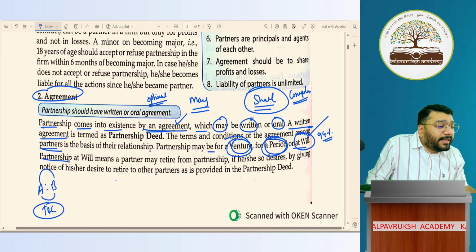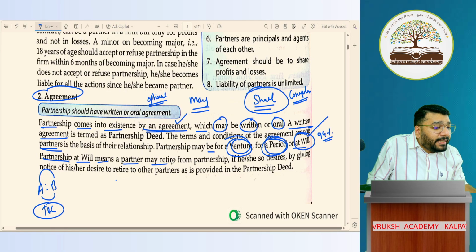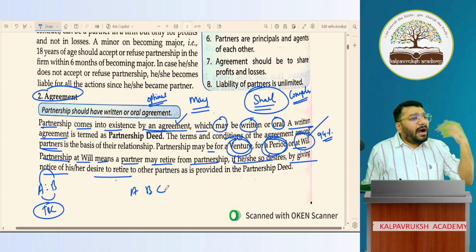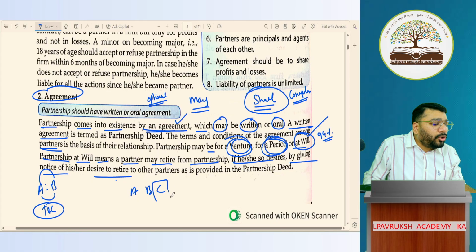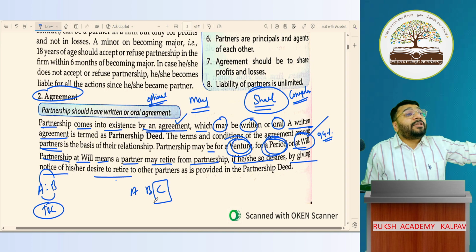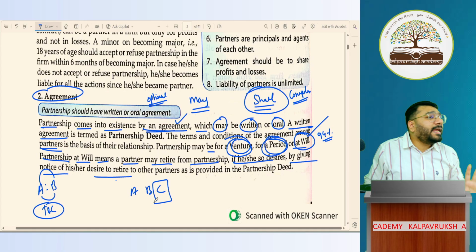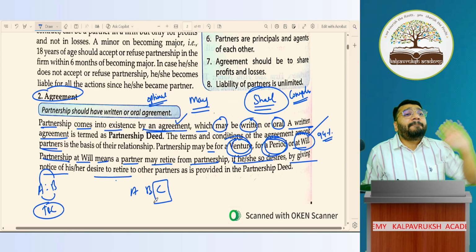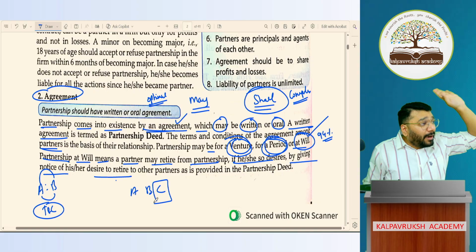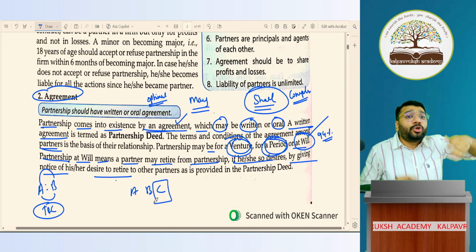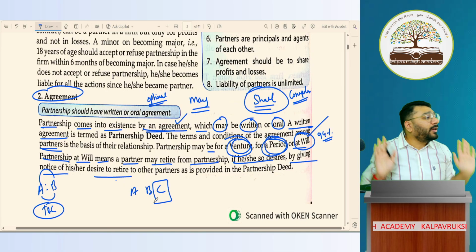Okay. Next, partnership at will means a partner may retire from the partnership if he or she so desires by giving a notice to the other partners. Correct? A, B, C are 3 partners. After 2 years, 3 years, C says no, I want to quit the business. He will give notice to the other partners that he desires to quit the business. He can quit and go home. Any objections? No. This is called partnership at will. Means any partner at any point of time can give a notice to the other partners of his intention to retire from the business. Got it?